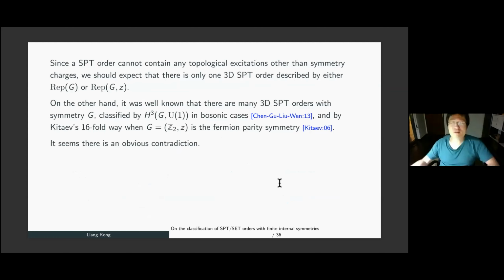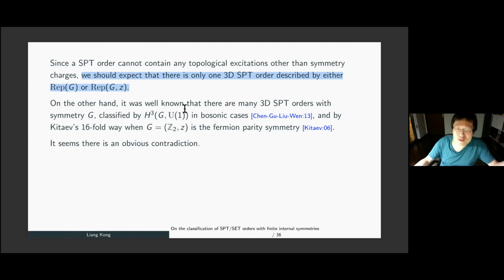Here then is the problem. Since the SPT order cannot contain any topological excitation because it's topologically trivial, right? It corresponds to trivial topological order. It does not have topological excitations other than the symmetry charge. Then we should expect that there is only one SPT order because it is described by either Rep G or Rep(G, Z2). There's no other choice, it looks like.